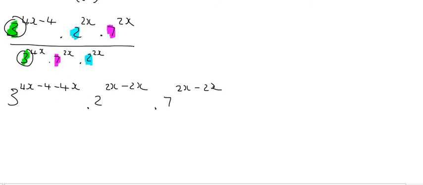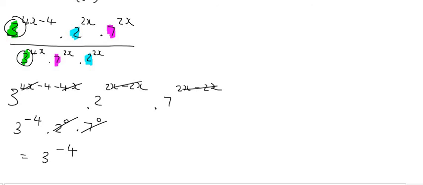And so if we look at this over here, this is going to cancel, and so we're going to be left with 3 to the minus 4. This is going to cancel, and so we're going to be left with 2 to the power of 0. And this is going to cancel, and so we're going to be left with 7 to the power of 0. 2 to the power of 0 and 7 to the power of 0 is just 1, so we can ignore that. And then we're left with a final answer of 3 to the minus 4.